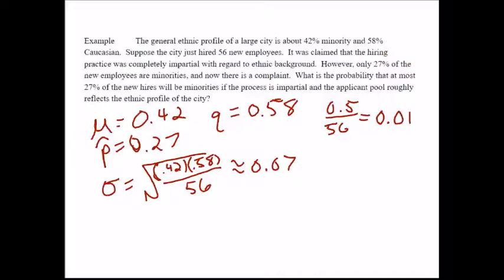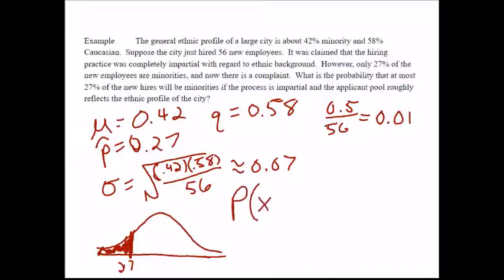So let me draw a little picture here. All right, so here's 27%. What's the probability that that's going to happen in this case? So 27 is actually our upper end. So I'm going to add this 0.01 onto 0.27. So I'm going to actually do the probability that x is less than or equal to 0.28.